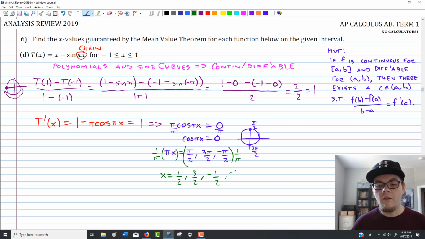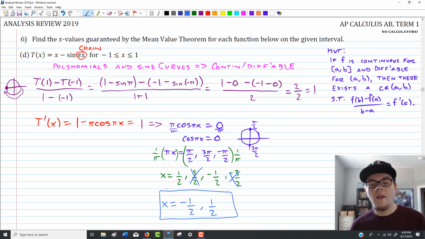I mean, technically, if you want to go the other direction, you could get negative 3/2. But remember, we were talking about a particular interval that we were interested in, that interval being negative 1 to 1. So that means that these two need not apply. But we do have two values that are guaranteed, negative 1/2 and 1/2. And again, that one turned out okay.